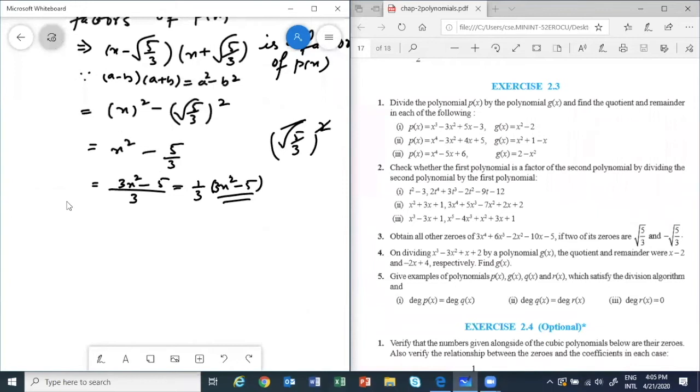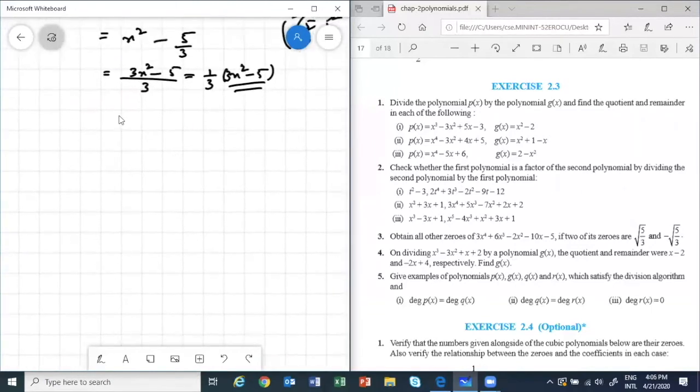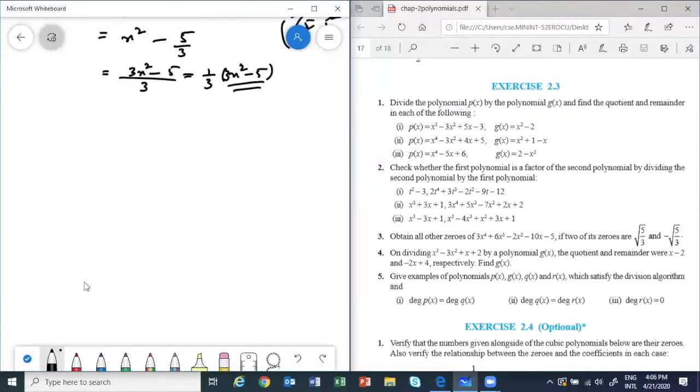After this, we will divide, because we want to find the rest of the factors. We will divide our given p(x) by 3x square minus 5. So please divide it: 3x power 4 plus 6x cube minus 2x square minus 10x minus 5, divided by 3x square minus 5. I am giving you 2 minutes. Please, all of you, try to do it on your own.